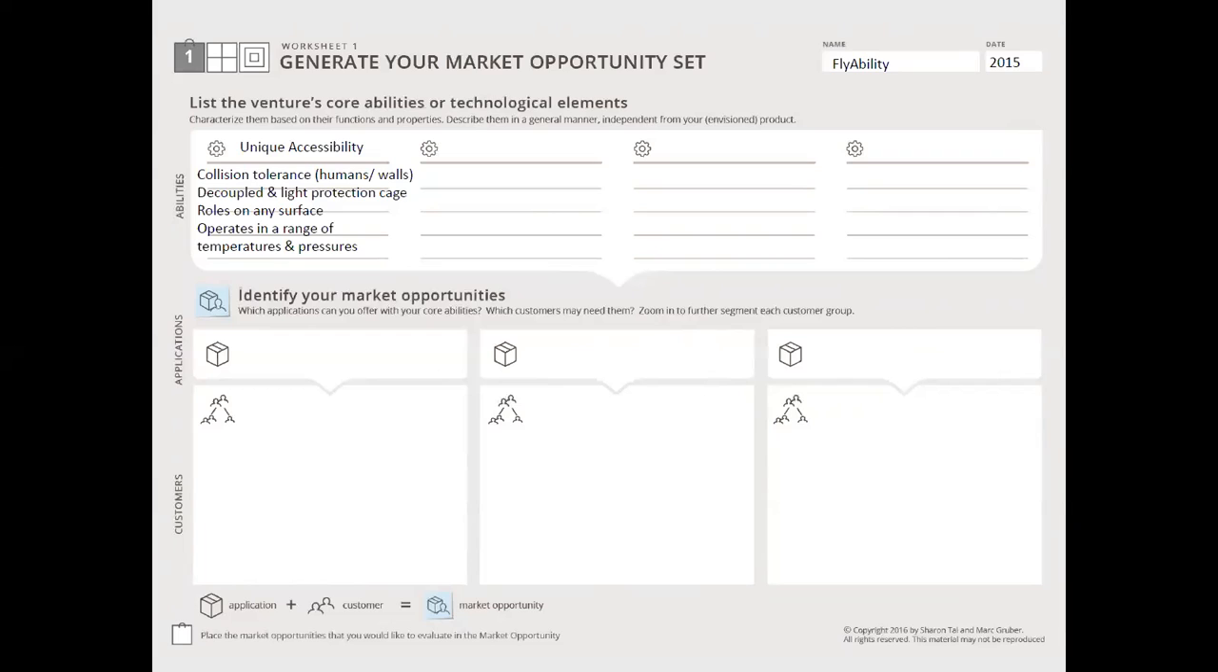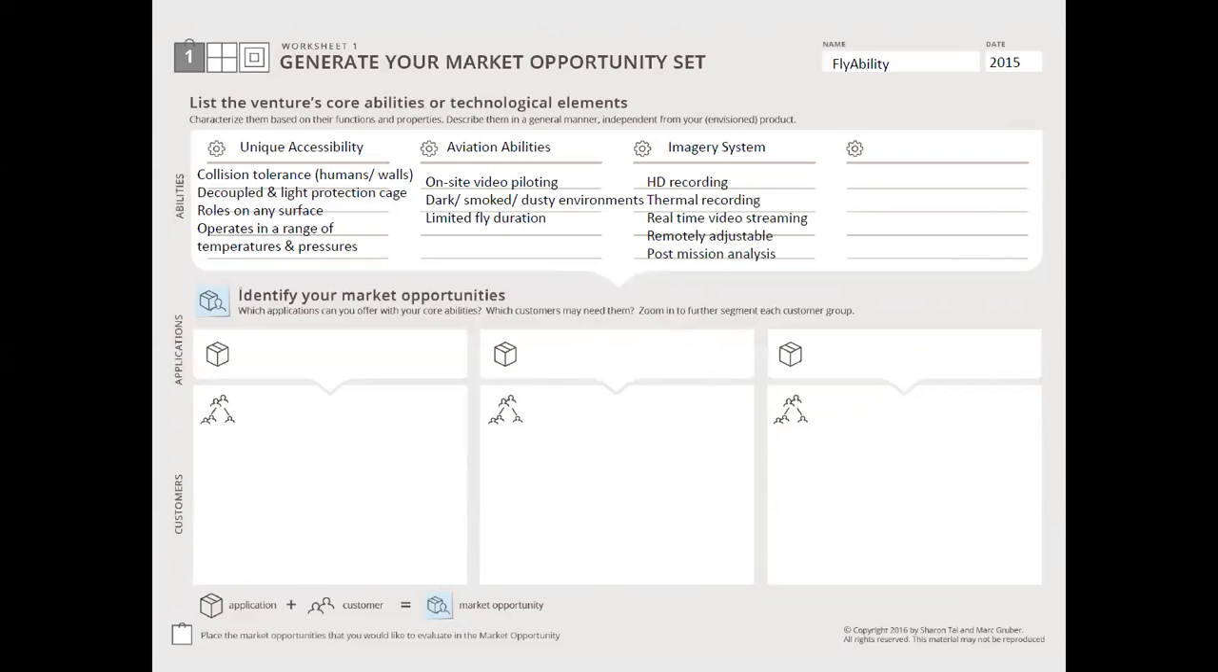It has a decoupled and light protection cage. It can roll on any surface or operate in a range of temperatures and pressures. Then it had some aviation abilities because it's piloted on site with a video screen, and it can be piloted in dark, smoky, or dusty environments, but it has a limited flight duration due to battery limitations. And lastly, we described the imagery system of this drone with HD and thermal recording, real-time video streaming, remotely adjustable, and it includes a post-mission analysis, just for you to get a sense of what this means.